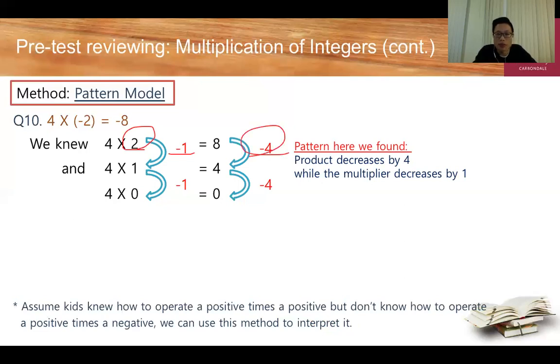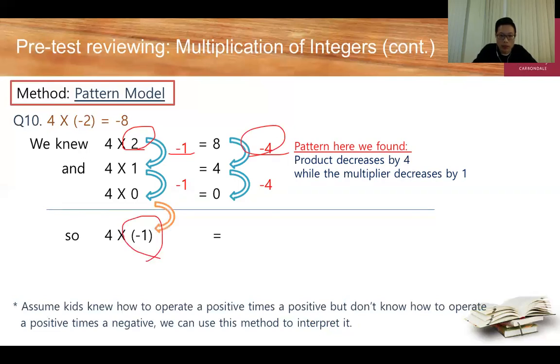So according to this pattern, we know that for 4 times -1, again, when the multiplier decreases by 1, the product will decrease by 4. So that is 0 minus 4, right? The answer will be -4.